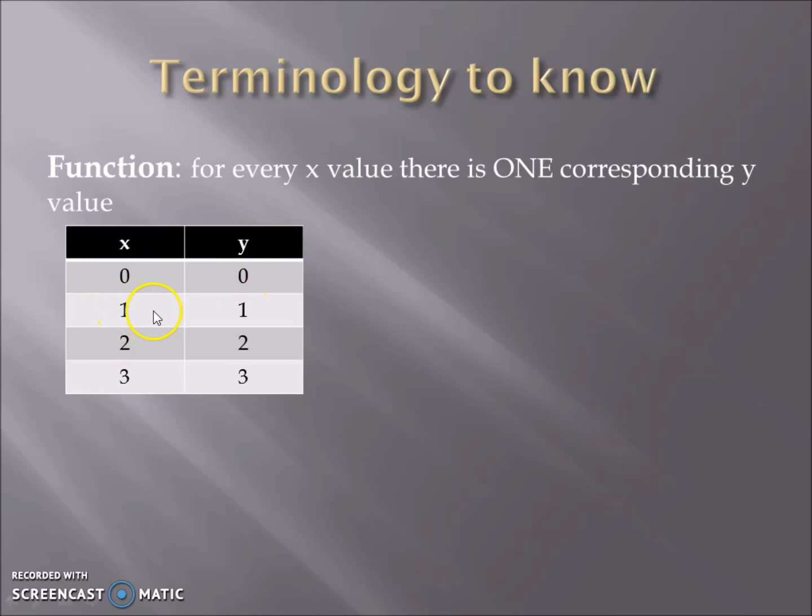For the x value of 1, there is 1. For the x value of 2, there's 2. For the x value of 3, there is 3. So each one of these only has one corresponding y value.